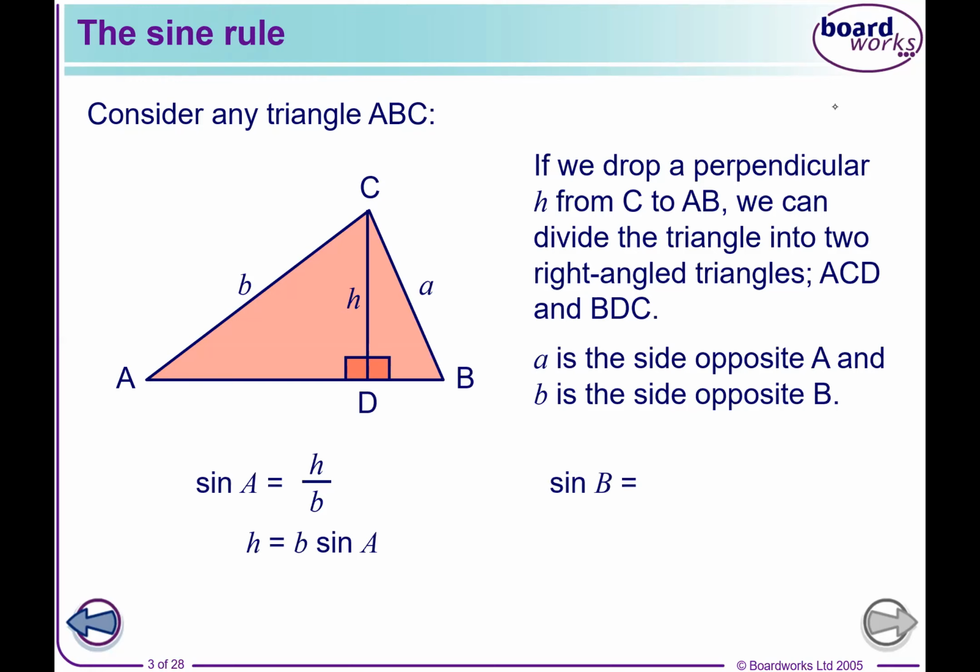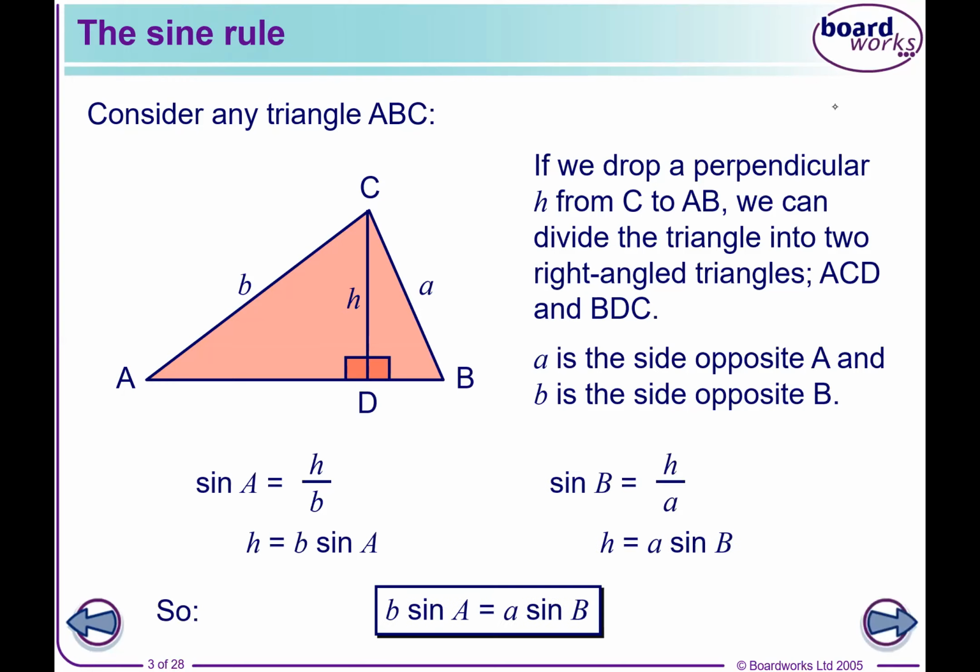Also, you can find sine B. Sine B equals H over hypotenuse, which is H over A. Then H equals A sine B. Okay, so B sine A equals A sine B.